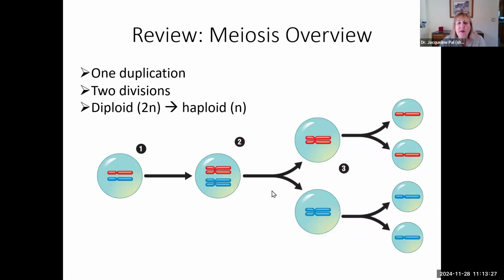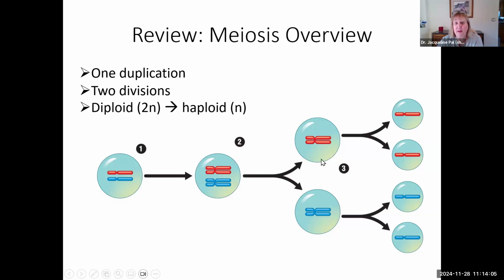Whenever you see these pictures with red and blue chromosomes, this is the most simplistic form of meiosis, leaving out all the details. We're going to have one duplication, as you see here going from step 1 to step 2, followed by 2 divisions. The first division, going from step 2 to step 3, goes from 1 cell to 2 cells. That's where the cell goes from diploid, or 2N, to haploid. This is the step which makes it haploid.